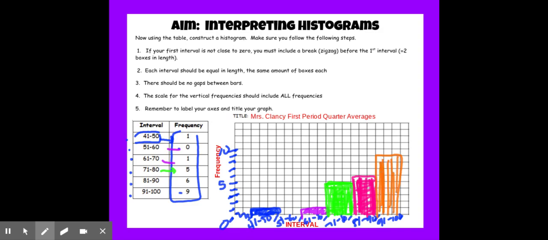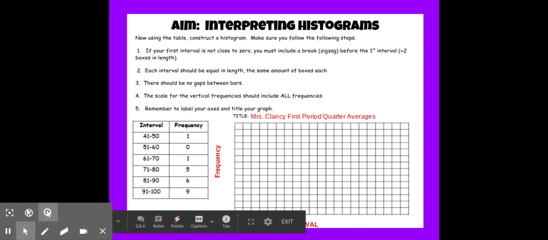Now you could keep the boxes empty. You can color them in. It doesn't matter, but it's just a matter of knowing how high to go and making sure all the bars are connected and that they're equal in length. They're all 3 boxes across. And that is the biggest deal for this, that you make them what we call uniform. All right, so that's how you construct a histogram. So pause the video, make sure you have all this down.